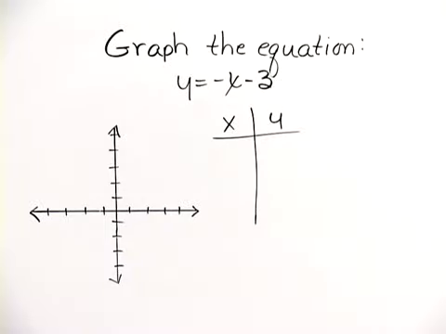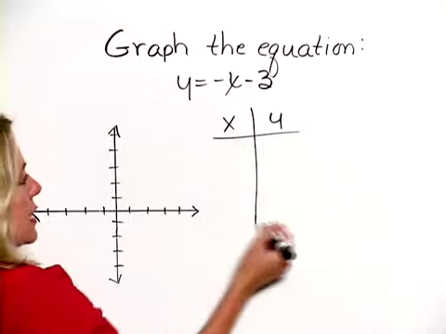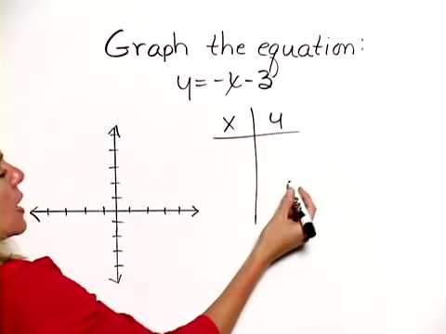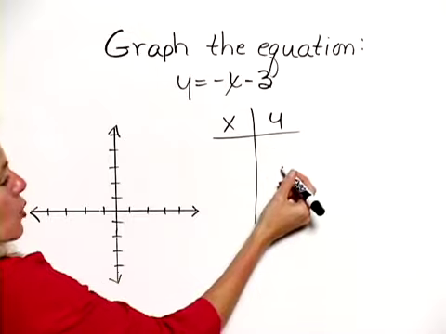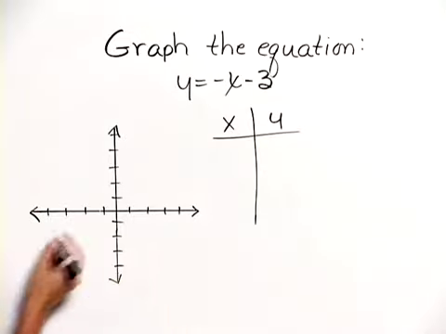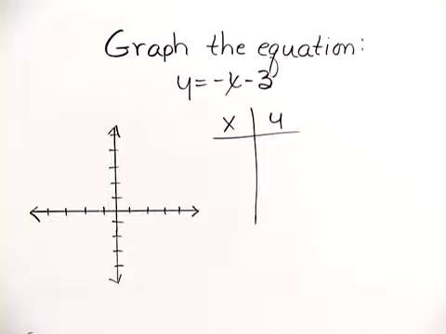Graph the equation y equals negative x minus 3. And I've already drawn a t-chart here that's going to help us calculate some xy coordinates that will then transfer over to our graph. Connect those points and get the line for the equation y equals negative x minus 3.